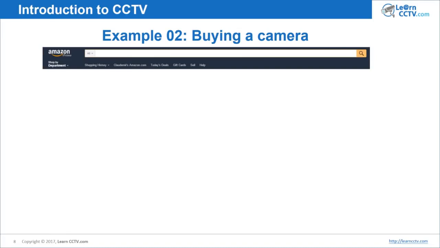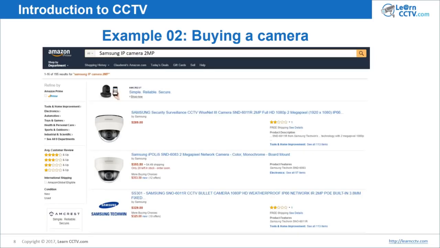Let's see example number 2, buying a camera. Now I'm going to talk about a Samsung IP camera, 2 megapixel. Just an example, you have a lot of different brands there, but I'm looking for a Samsung camera here, for example. And then you have full HD or 1080p or 2 megapixel camera. It's the same thing. Full HD means 1080 means 2 megapixel, or 1920 by 1080 is exactly the same thing.